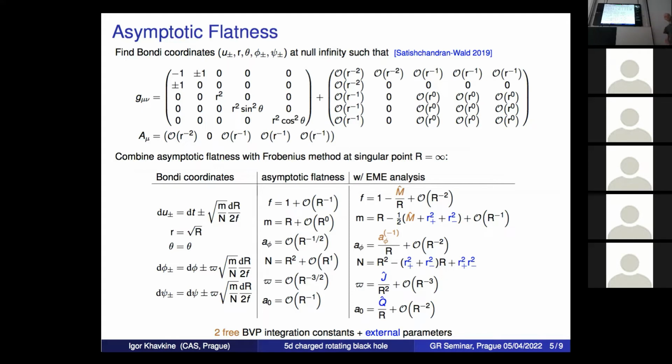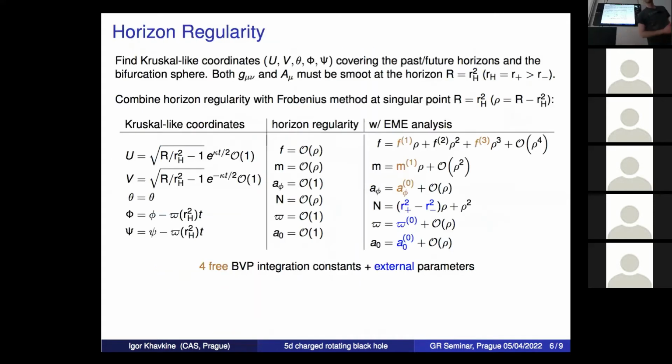So there will be some relation. Of course, I can't tell you what it is explicitly. It requires solving the system. All right. So then we undergo exactly the same exercise at the horizon. You might recall that this is the point where we started. We were looking for horizon penetrating coordinates, like Eddington-Finkelstein type, or if you also wanted to cover the bifurcation point where the past and future horizons meet, you needed some analog of Kruskal coordinates as well.